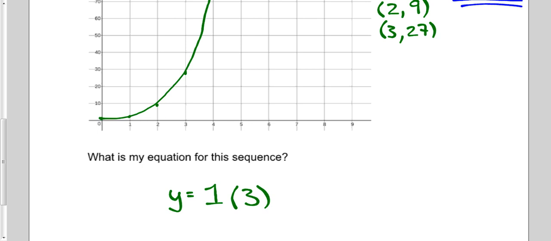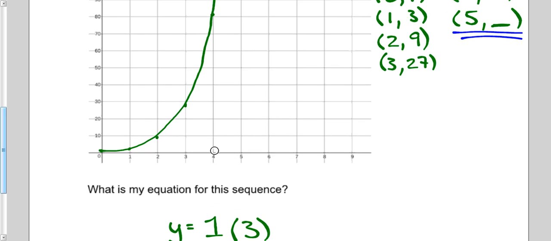Well, when x was 1, and I'll bring your attention up here, when x was 1, I multiplied by 3 one time. When x was 2, I multiplied by 3 2 times. When x was 3, I multiplied by 3 3 times. And let's go up. When x was 4, I multiplied by 3 4 times.